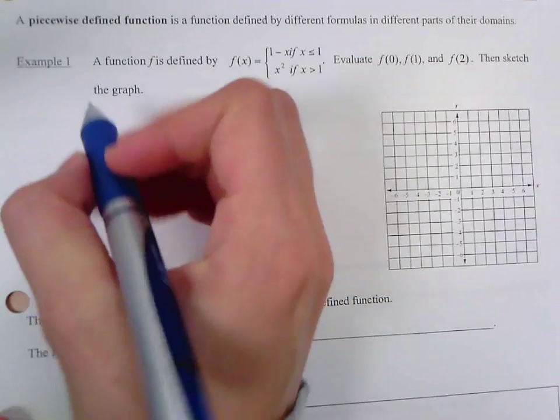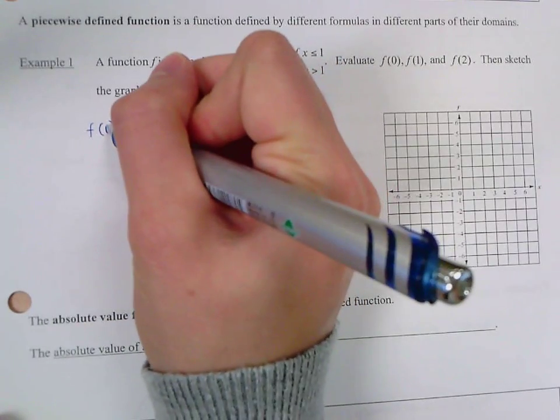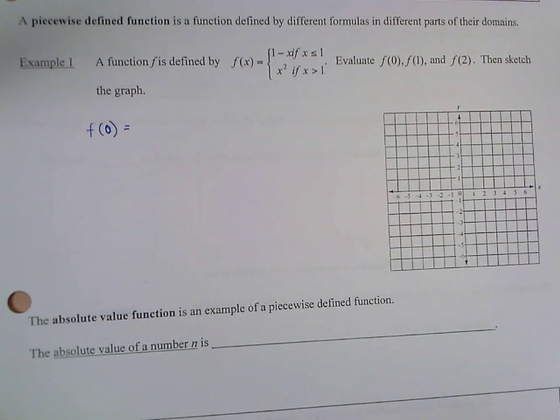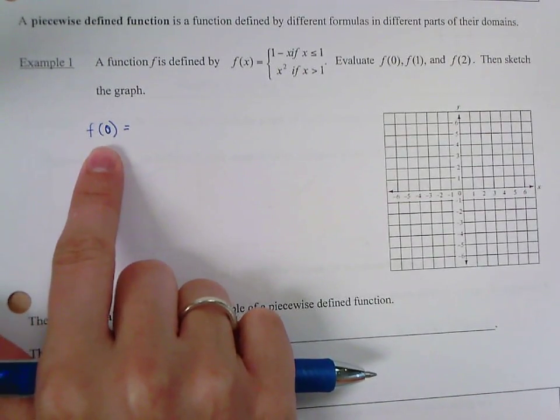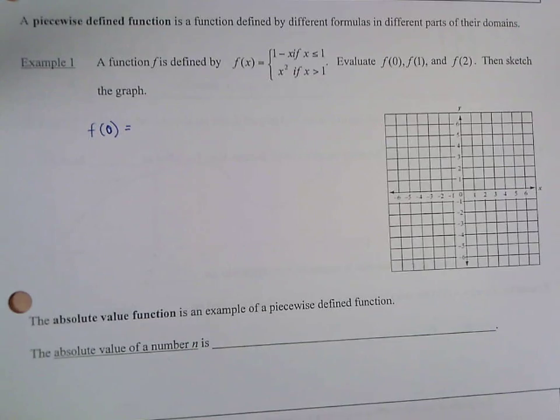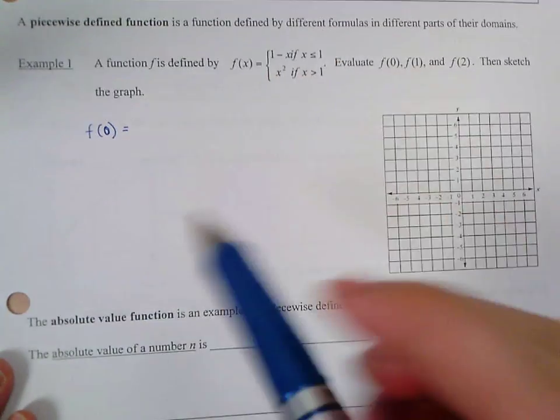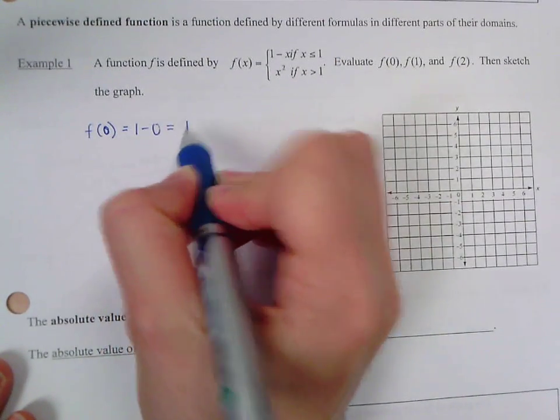So as a review, how would I evaluate f of 0 when I have a piecewise function? You plug it in. Why do you plug it into the top one, not the bottom? Yes, okay. So you have to look at the value you're substituting in, figure out which domain it falls into. Whatever domain it falls into, that's the expression you substitute into. So since 0 is less than or equal to 1, I substitute into 1 minus x. So I would have 1 minus 0. So f of 0 is 1.